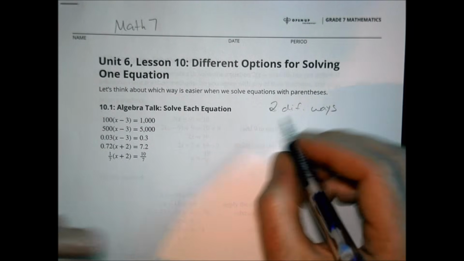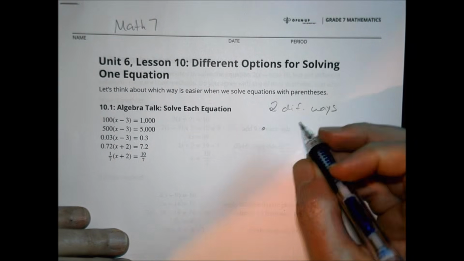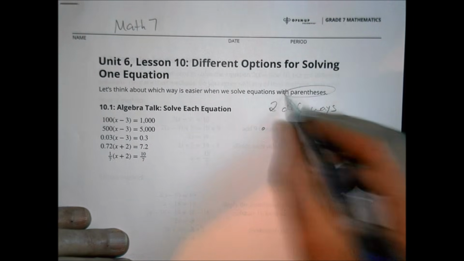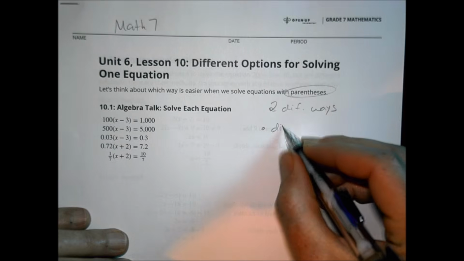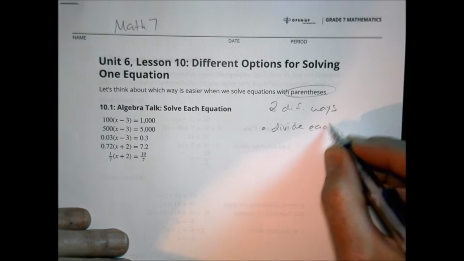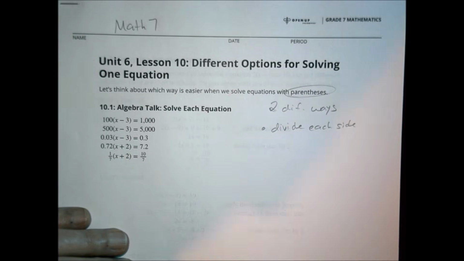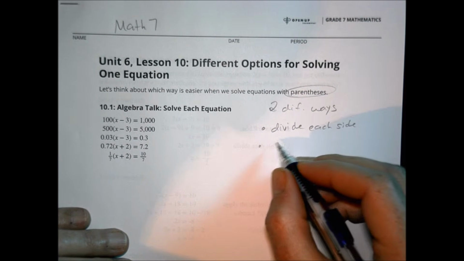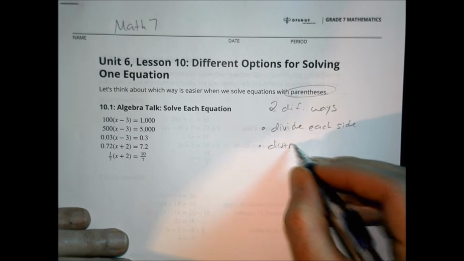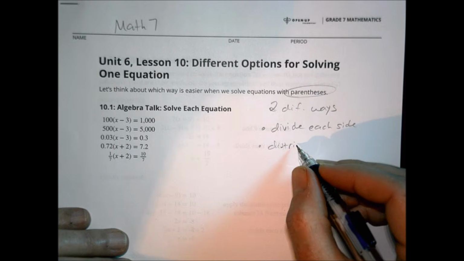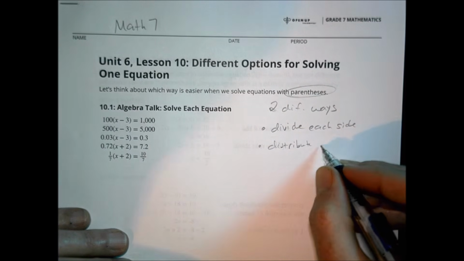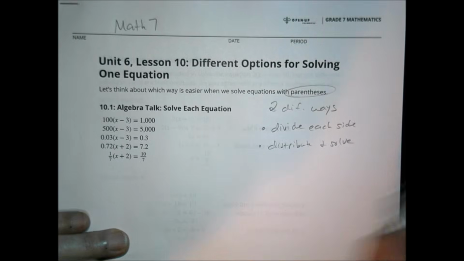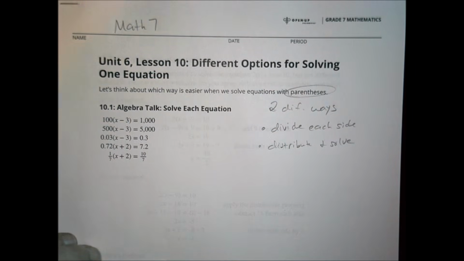There are probably some other ways, but for our conversation purposes, one way to handle parentheses is to divide each side by the number that's on the outside of the parentheses. That's one way of doing it. The other way is to first use the distributive method. So distribute, and then solve for both sides. So there are a couple ways we can approach a problem.